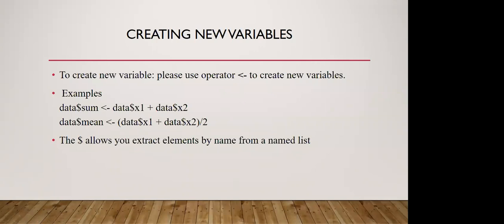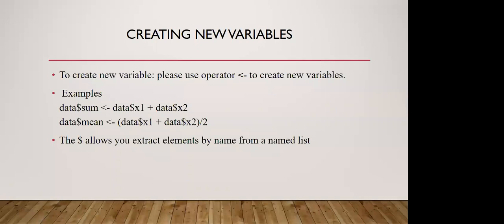And these are a couple of examples that I gave. This is the code for data sum, which is data sum equals data x1 plus data x2. Then you can also calculate your mean directly by using the sum of data x1 and data x2 divided by 2, or whatever you feel like you want to do using those operators. And then the dollar sign, I feel like it's important to mention that.